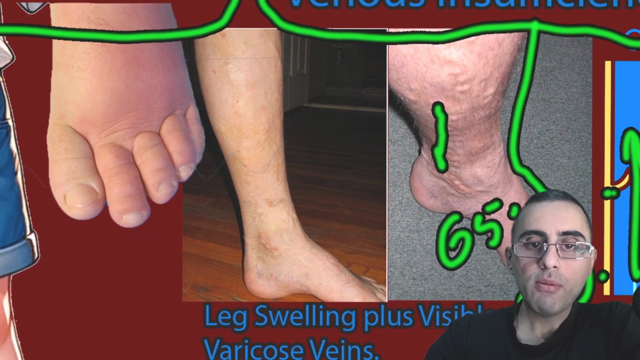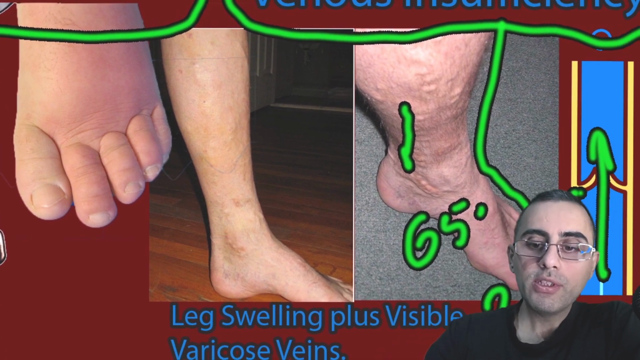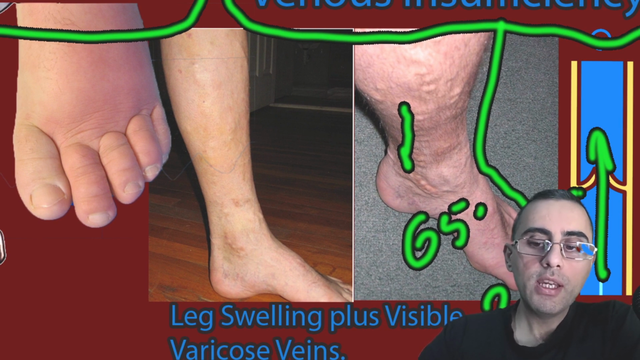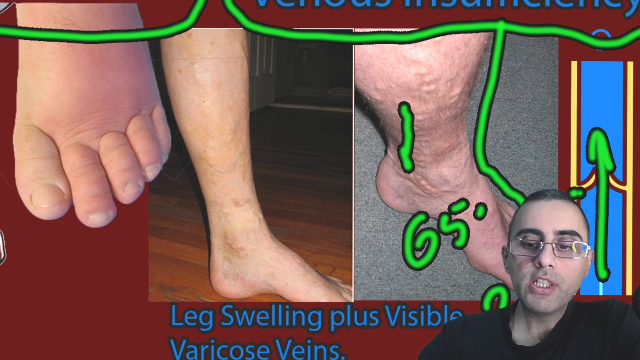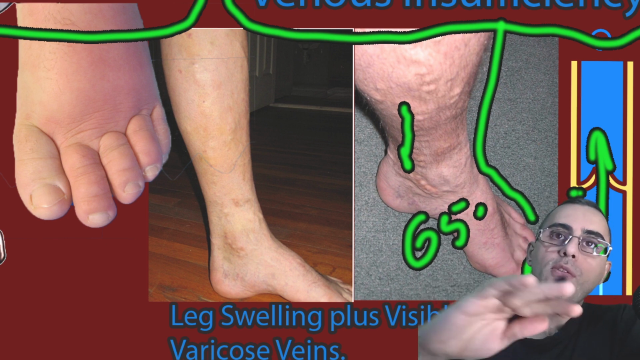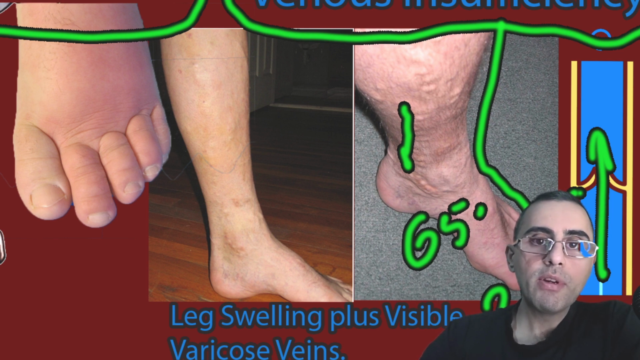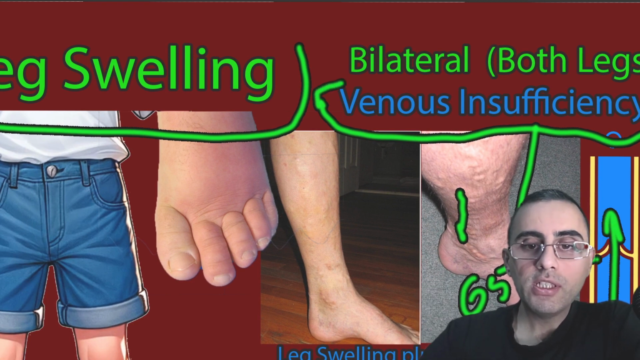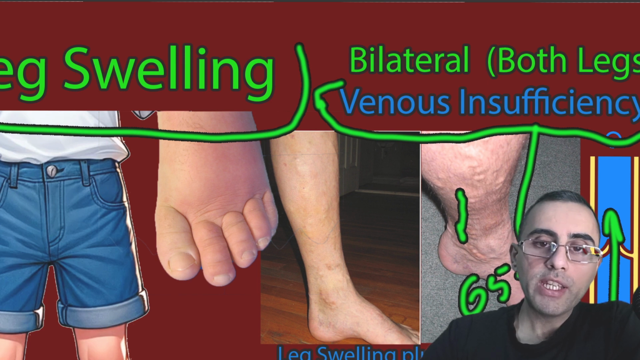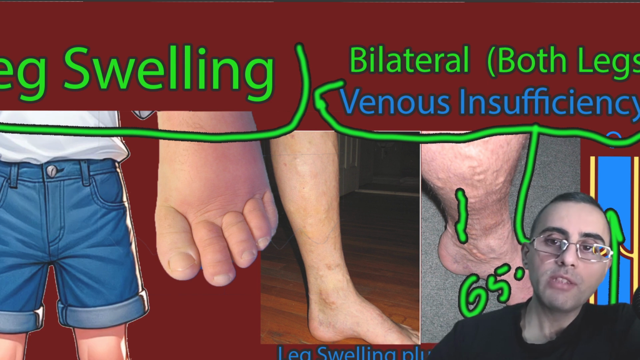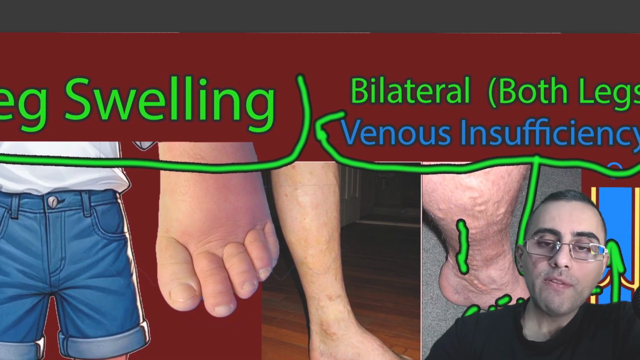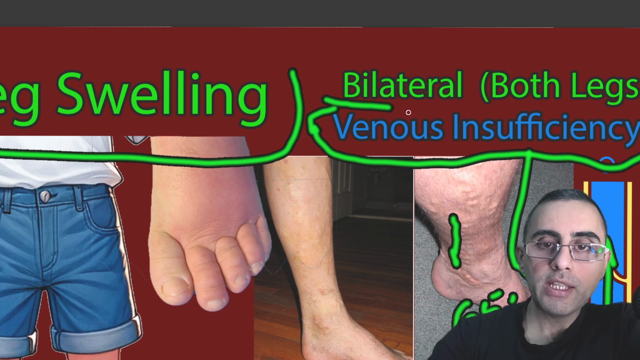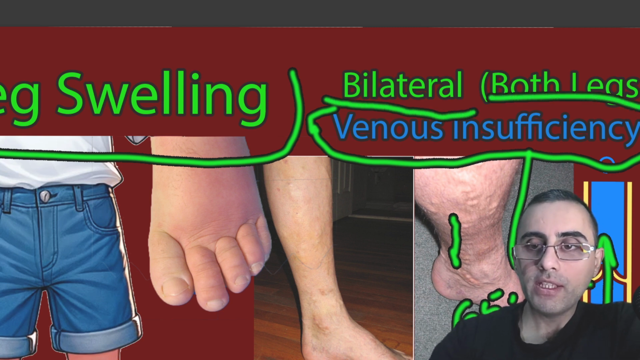Pregnancy is also a common cause, and treatment is weight loss, regular exercise, compression therapy, compression stockings, and elevation of the legs to the level of the heart or higher several times per day. Venous insufficiency is usually a benign condition with no serious complications, but in some cases there can be ulceration and other problems. It causes bilateral leg swelling, so both legs are affected.